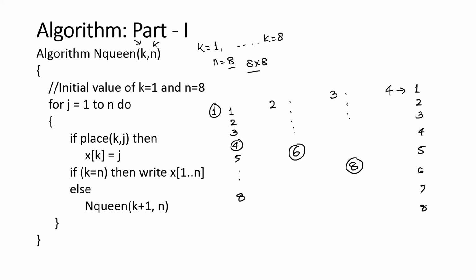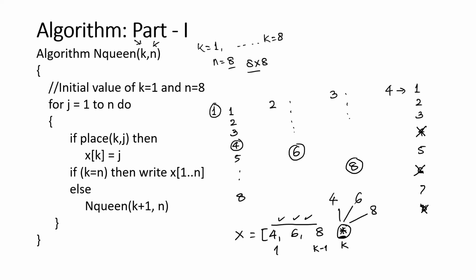So if you recall our idea, actually queen 4 will not be placed in column 4 because it is already used by queen 1, column 6, and column 8. So if you check our array X, it already has 4, 6, 8, and we cannot write 4, 6, 8 here, because if this is the kth location, then these locations will be 1 to k minus 1, and already in these locations we have used either 4 or 6 or 8. So at this place 4 is not permitted, 6 is not permitted, and 8 is not permitted.